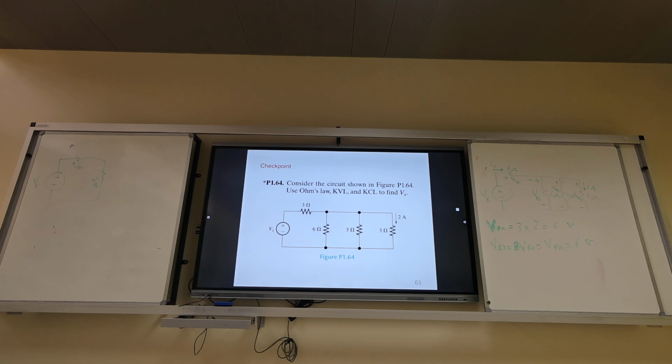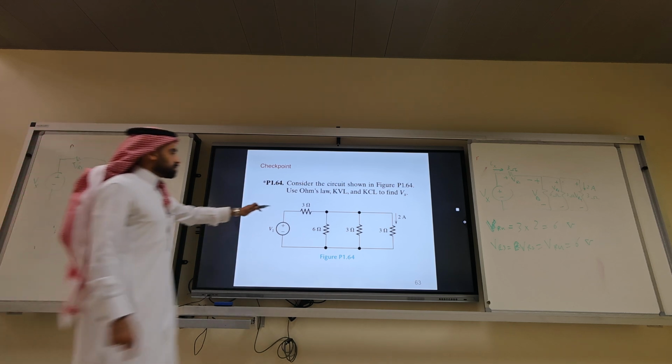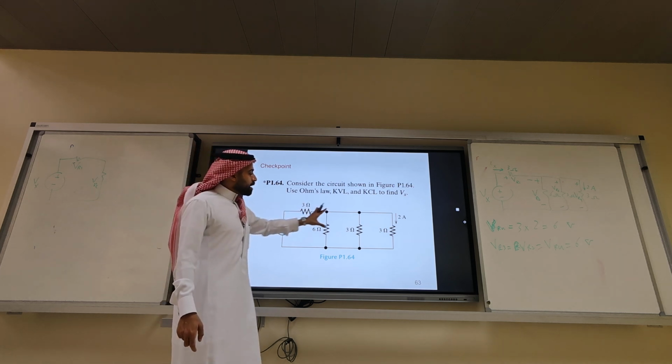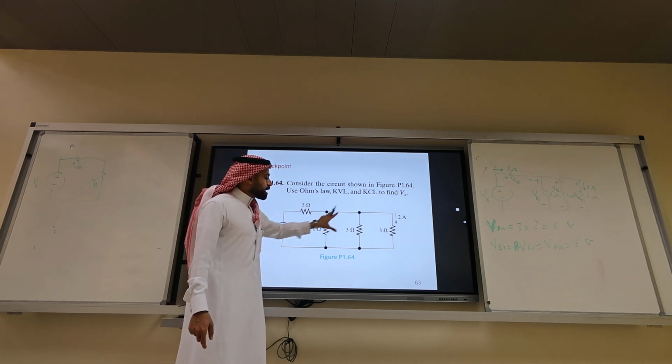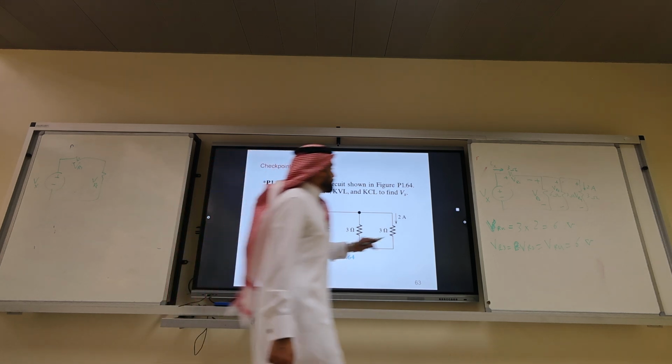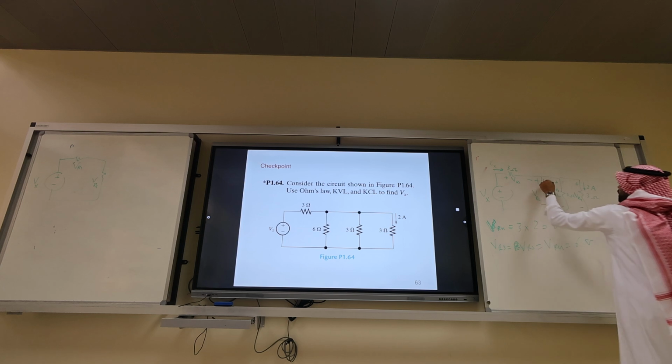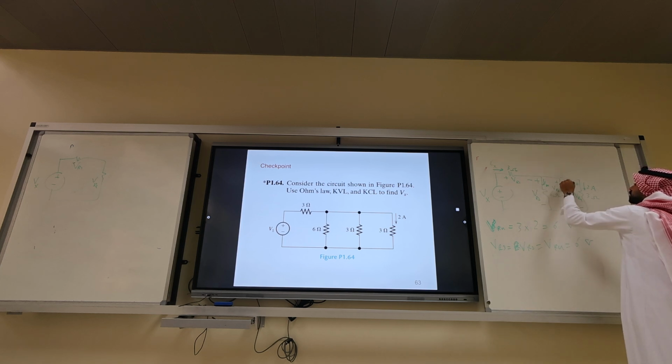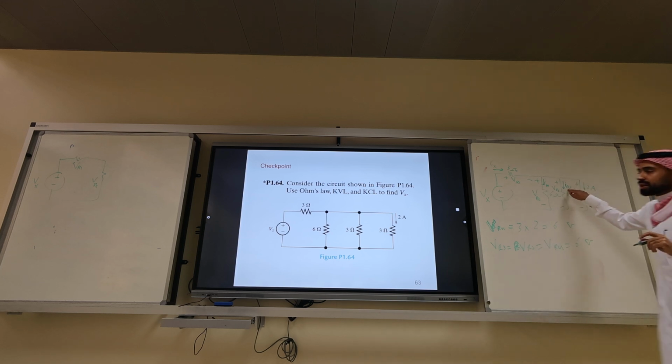VR1 is 0. I still need to know the current. But I know the voltage here, I know the voltage here, I can know the current here and the current there. So, let's define this to be IR2, IR3. So what is IR3?